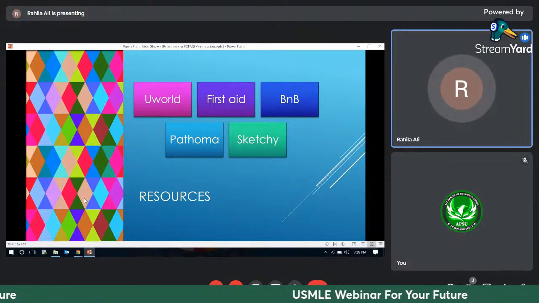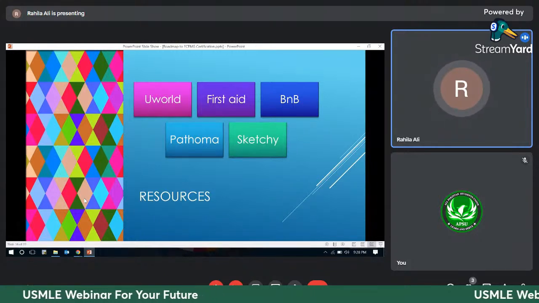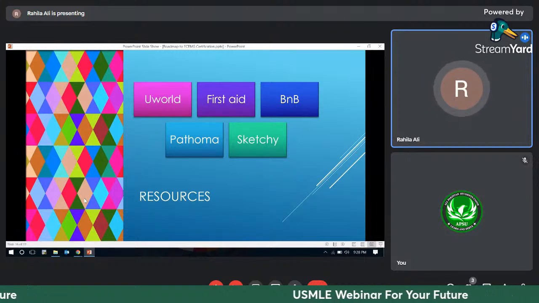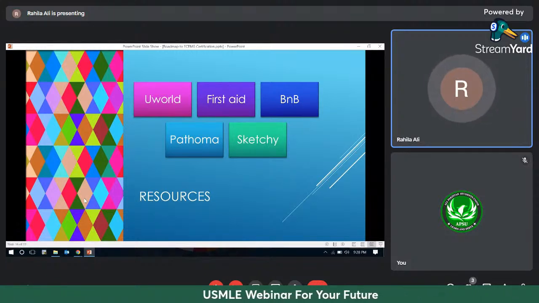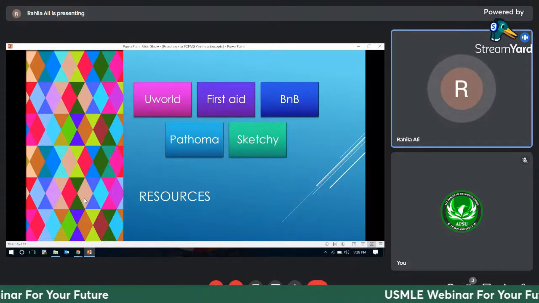So for microbiology and biochemistry, Sketchy is gold. Try using this. If it works for you, just use it. For me, it's gold. But keep UWorld and First Aid alongside Sketchy, alongside Pathoma, alongside B&B. With every resource you are using, keep your UWorld question bank along with that, and First Aid both.